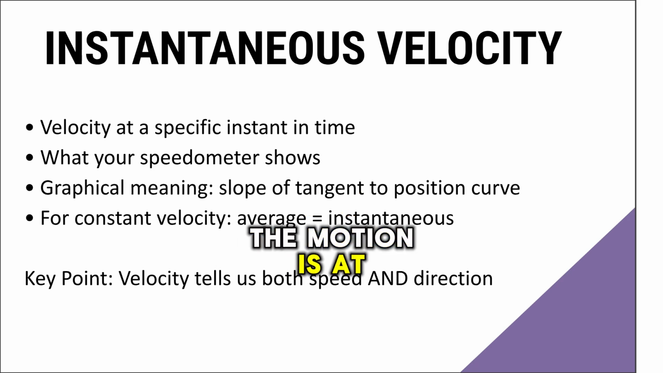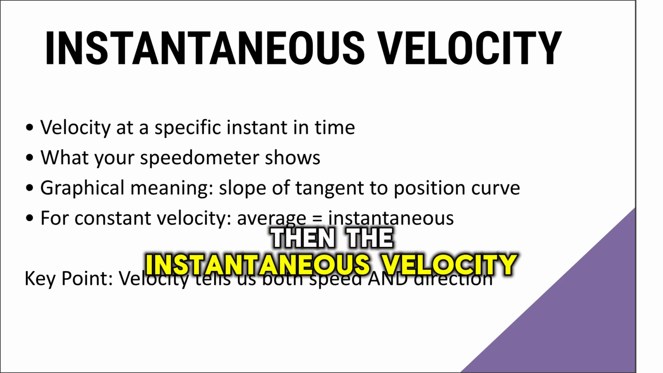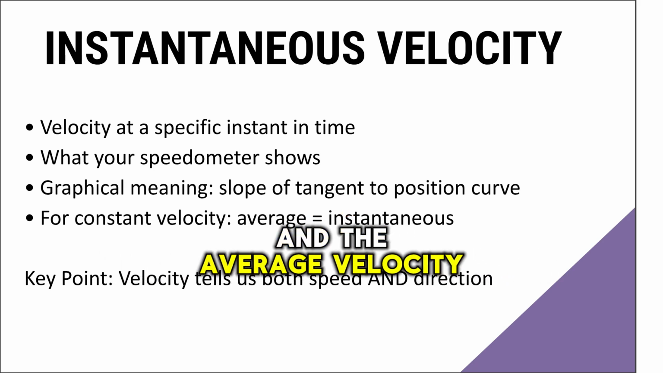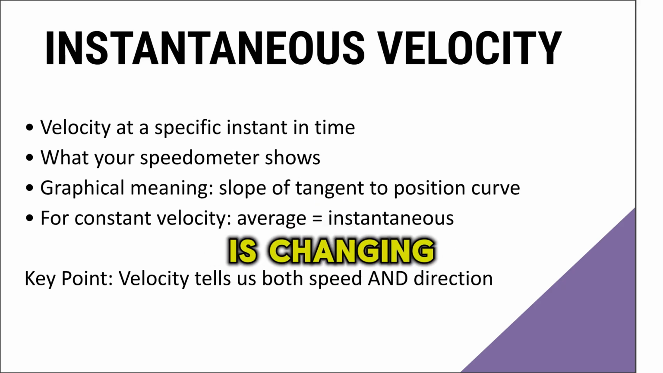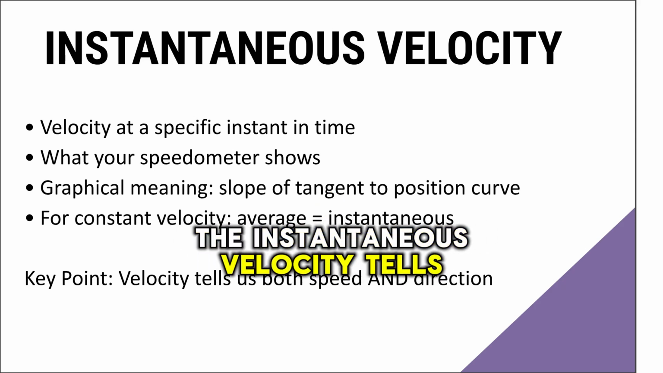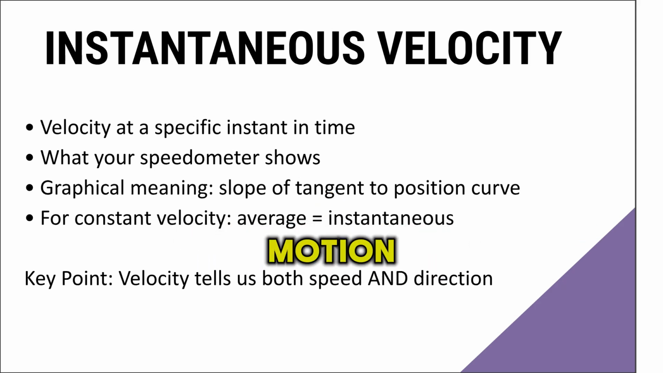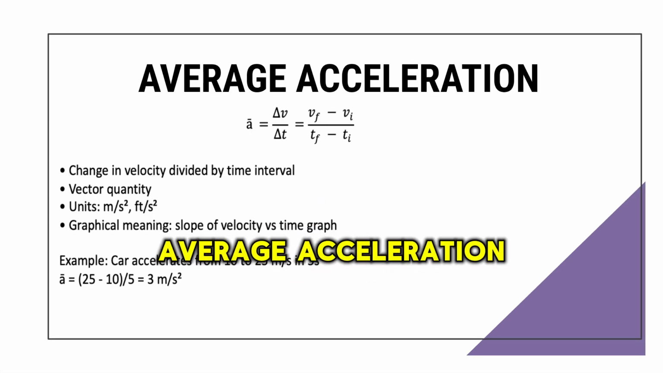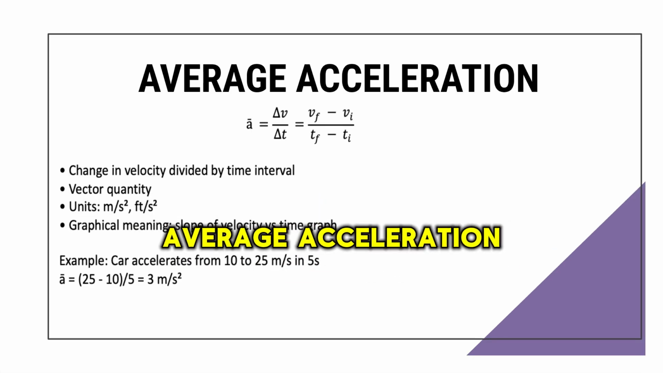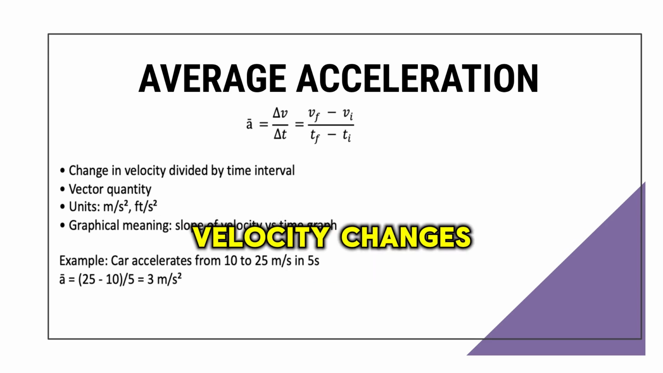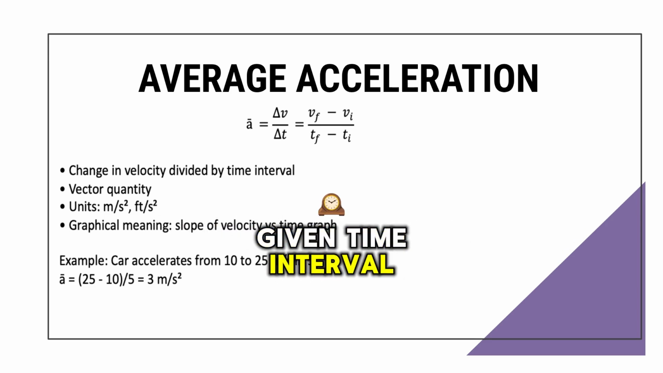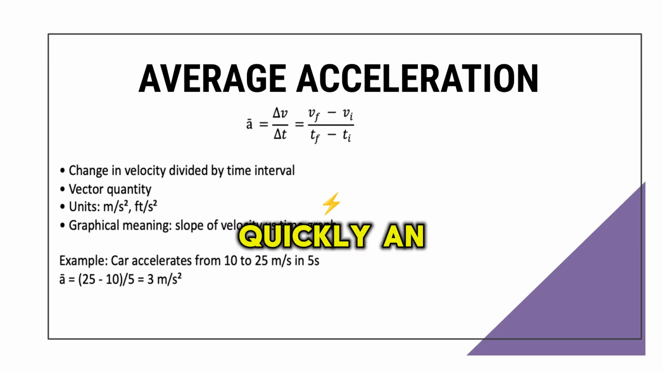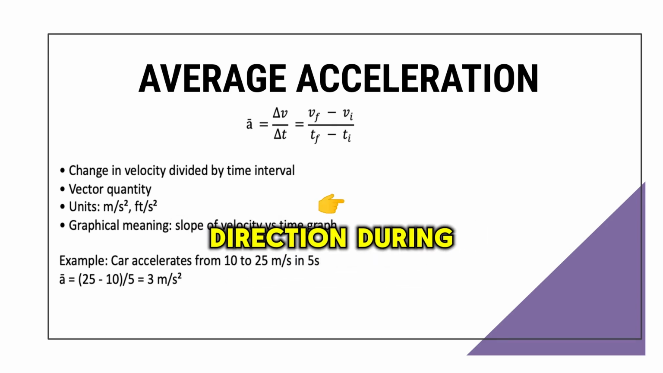If the motion is at constant velocity, then the instantaneous velocity and the average velocity are the same. But if the velocity is changing, the instantaneous velocity tells us the object's exact rate of motion at that instant. Next, let's talk about average acceleration. Average acceleration is the rate at which velocity changes over a given time interval. In other words, it tells us how quickly an object speeds up, slows down, or changes direction during that period.